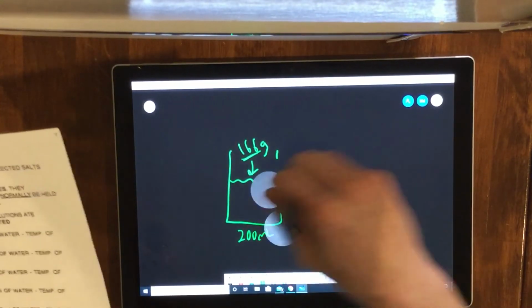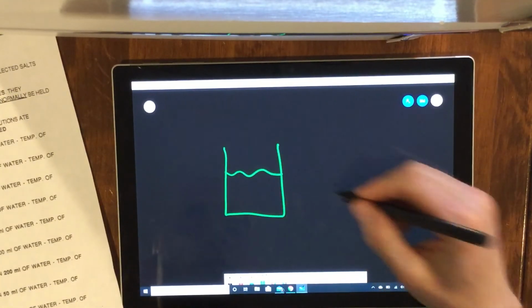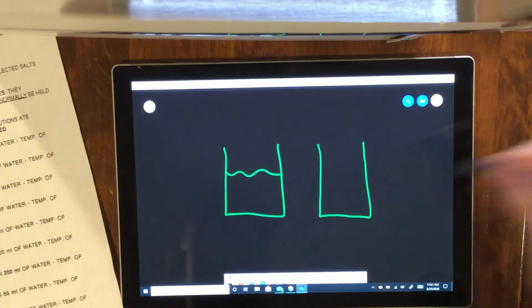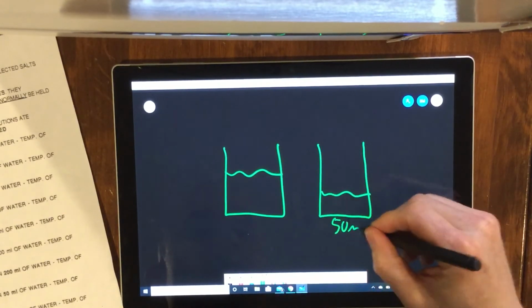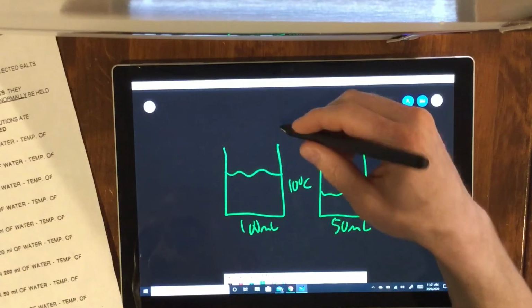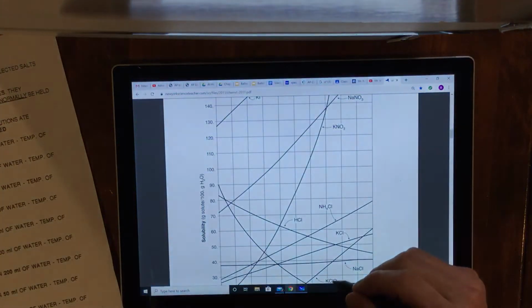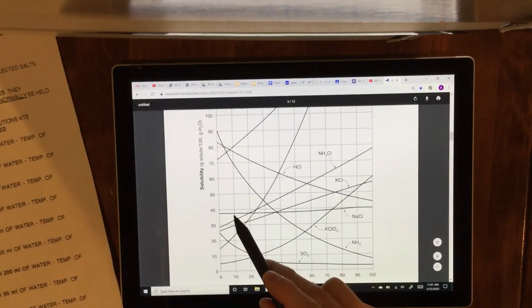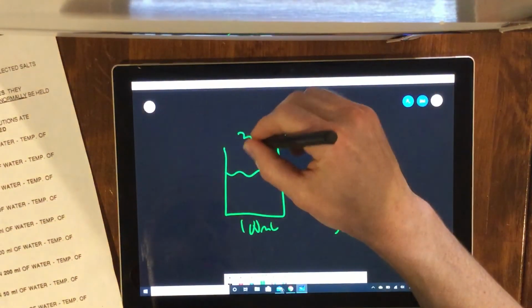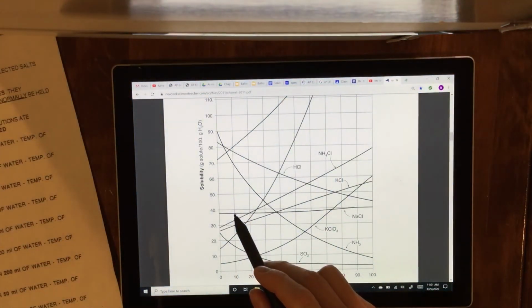All right, now number 8, you're doubling. So now we have 100 milliliters, and then we have the same, imagine these are the same size, that's skinny or whatever. So here's 50 milliliters of water, 100 milliliters of water, and they're both at 10 degrees Celsius, and we're adding NaCl. So again, we're going to go here at 10 degrees for NaCl. We can hold about 38. So 38 grams can go in here at 10 degrees Celsius, 38 grams of salt.